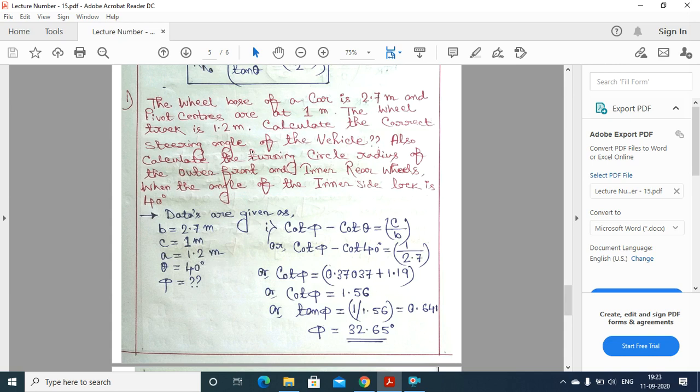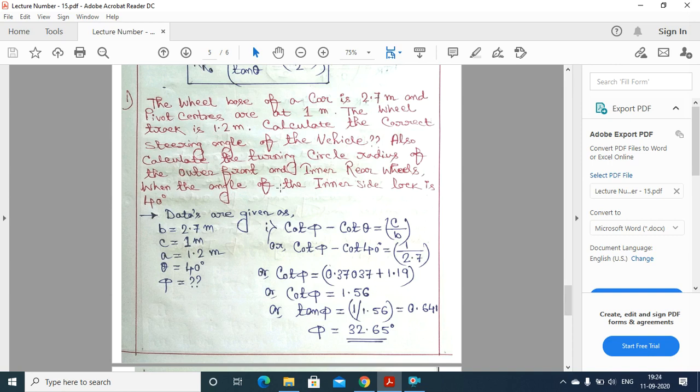The correct steering angle of the vehicle for the outside lock, that is phi, we have to calculate. First of all, the inside lock angle theta is given as 40 degree. So simple things, just applying the formula.